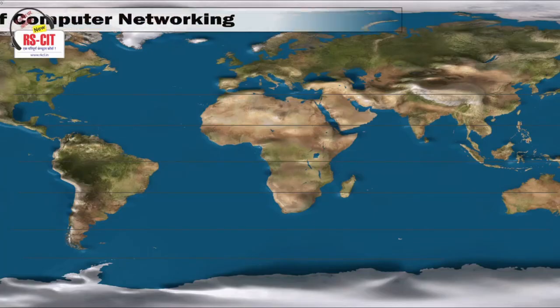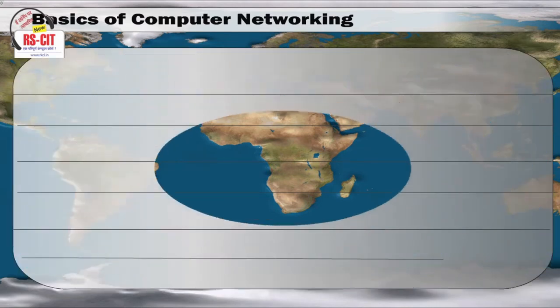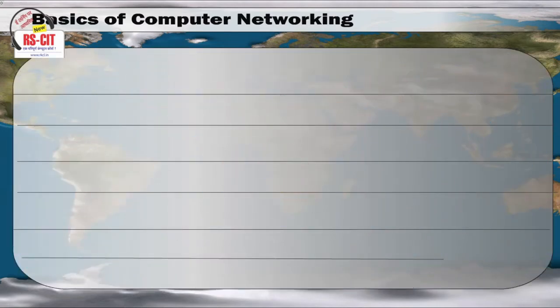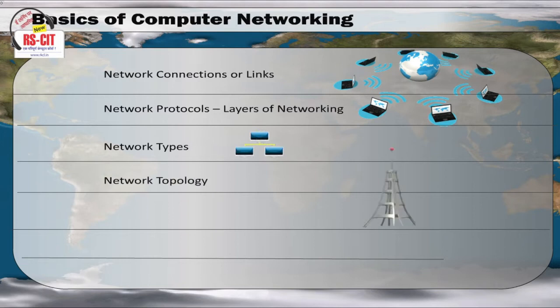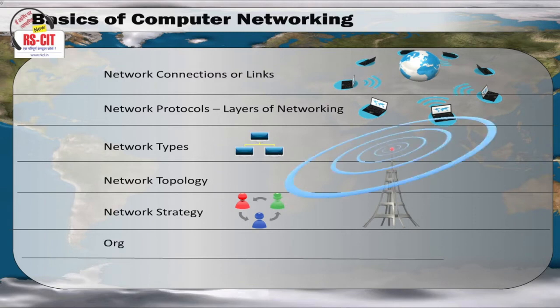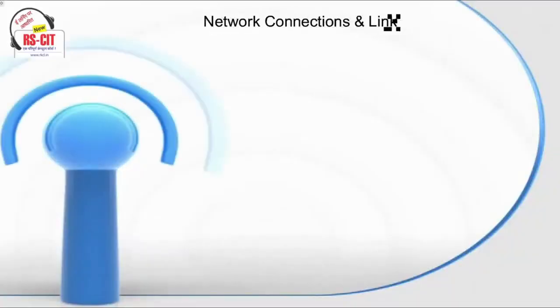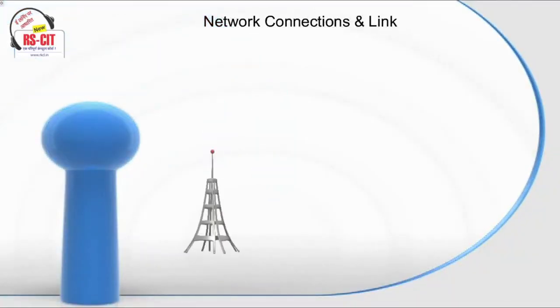Basics of computer networking. Dear friends, in this section, we will cover the major basic components of computer networking, which can be classified into 7 parts: network connections or links, network protocols, layers of networking, network types, network topology, network strategy, organizational scope of network, network bandwidth classification.